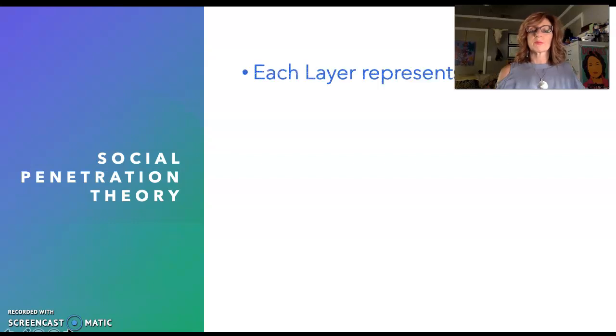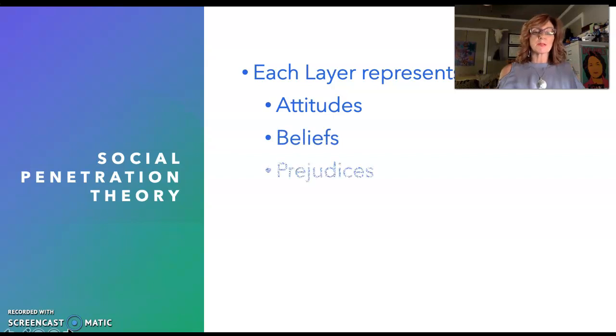Okay. So each layer represents, remember the public self, your attitudes. It represents your beliefs. It represents your prejudices. I know we all like to think that we don't have prejudice, but we do. All of us have prejudices. Whether we're prejudiced against a vegetable that we've never tried, but it looks weird, so we're not going to try it. That's a prejudice, right?